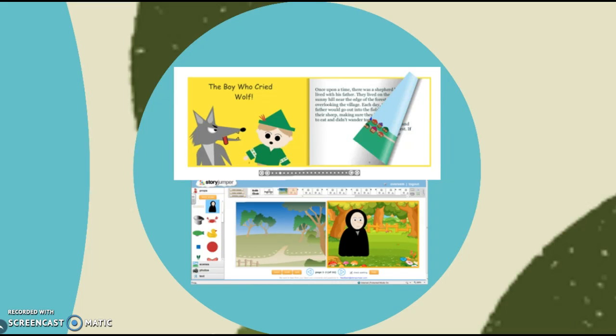Here's another picture I found of an example of Story Jumper. So there's many things you can do. Here you can see they wrote a bigger paragraph about a story, The Boy Who Cried Wolf. You can see on the side here the different props that they can implement within the book.